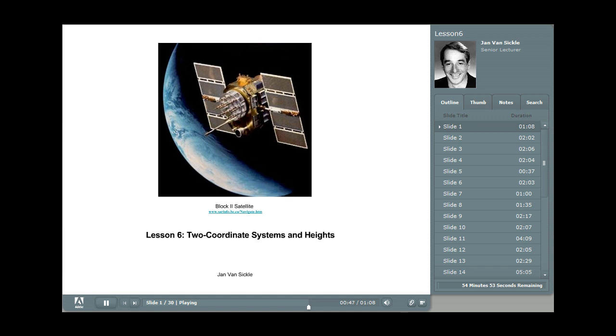So we will be talking about state plane coordinates and universal transverse Mercator coordinates, both plane coordinate systems. And we'll be discussing ellipsoidal heights and geoidal heights and orthometric heights.